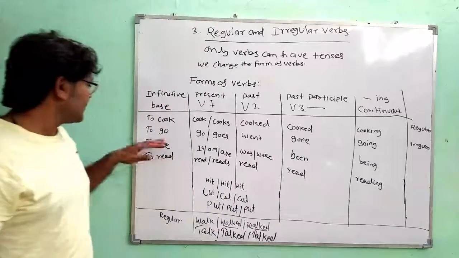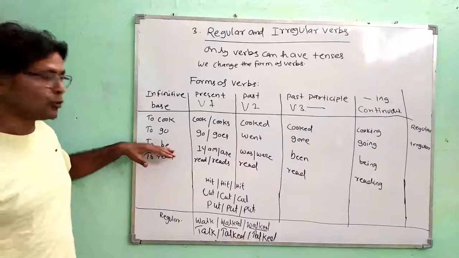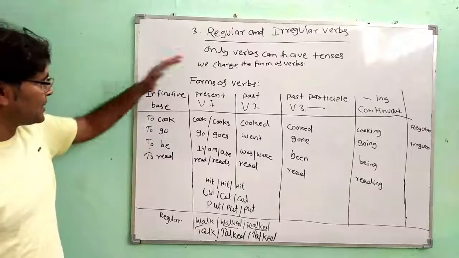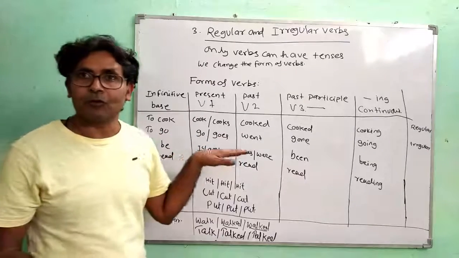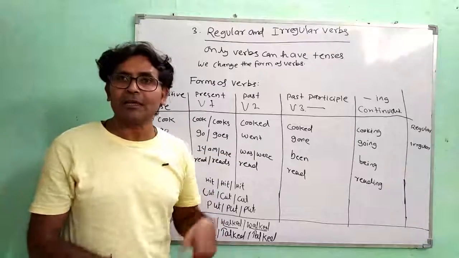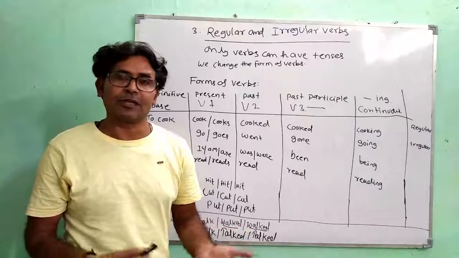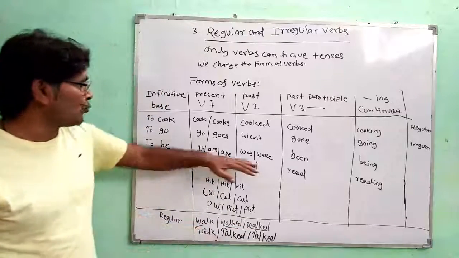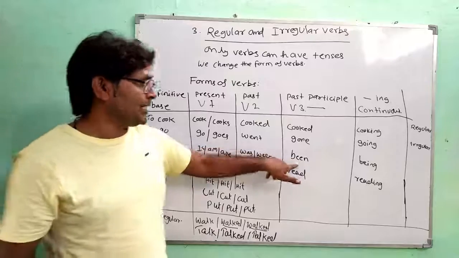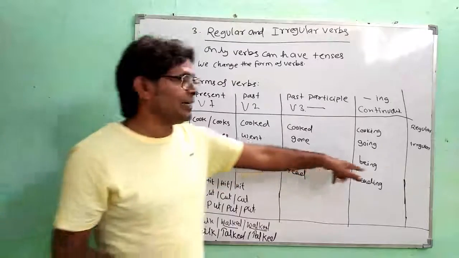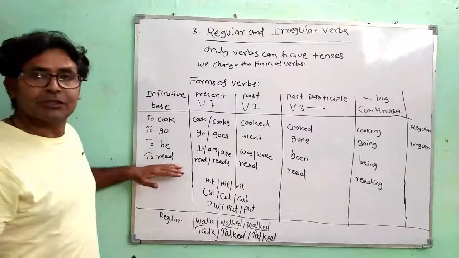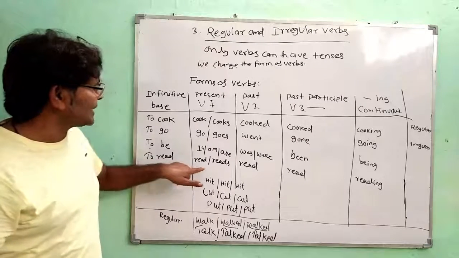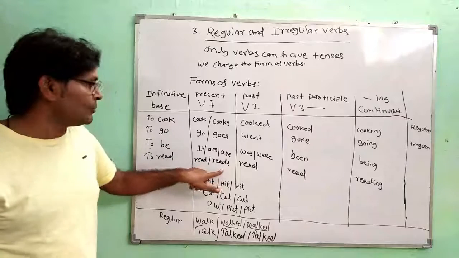Next, we will take "to be". The main verb is to be, and the present forms are is, am and are, which we mostly use as helping verbs, but sometimes we use them as a main verb when a sentence does not have any action in it. Was is the past tense, been is the past participle, and being is the continuous form. To read is a main verb; read and reads are the present forms.